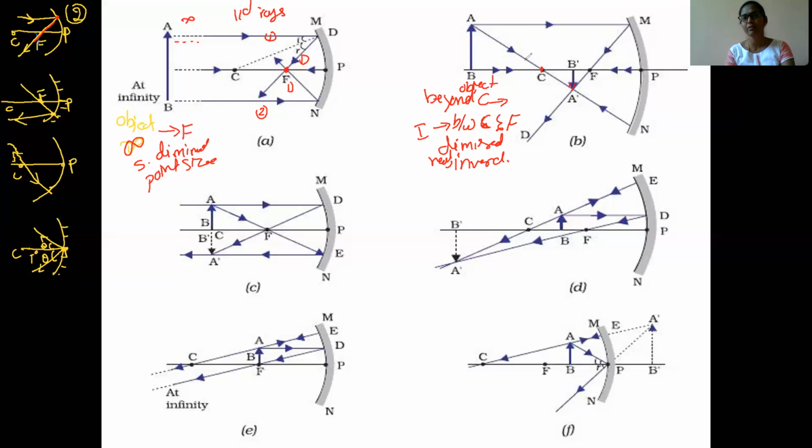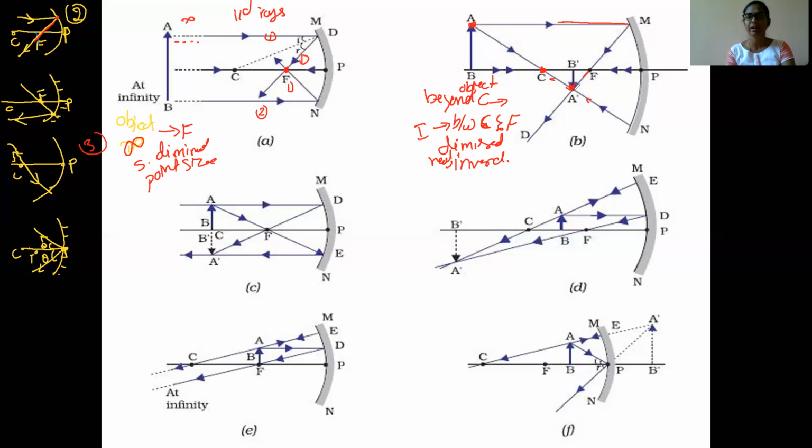So here one ray we take is the ray parallel to the principal axis from the top end, which goes through the focus. Another ray we take along the center of curvature. See the third ray rule here: the ray which is coming through the center of curvature, after reflection, will go through the center of curvature only.